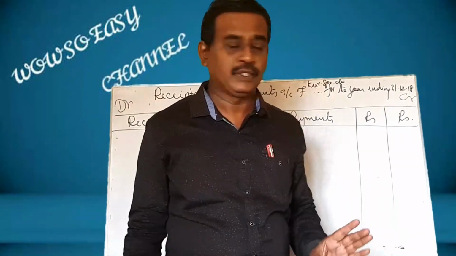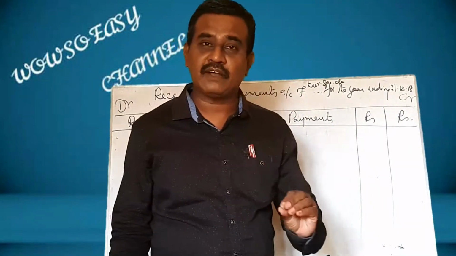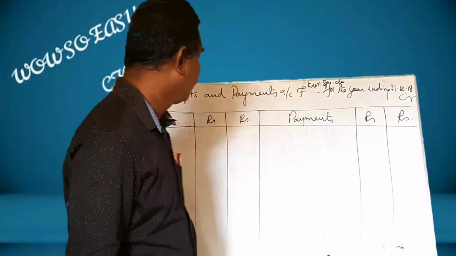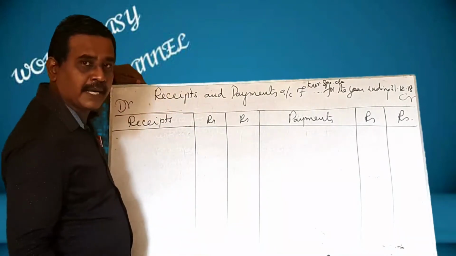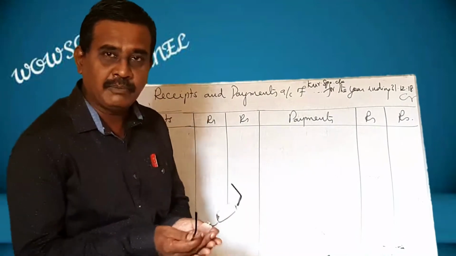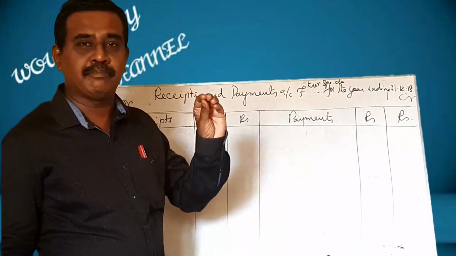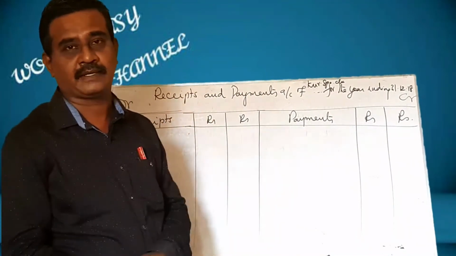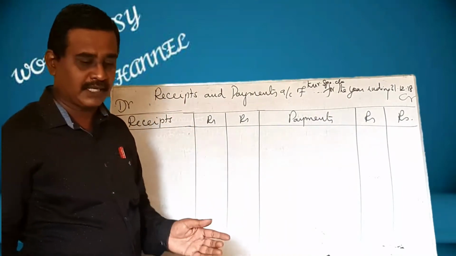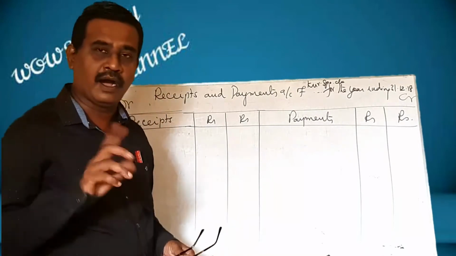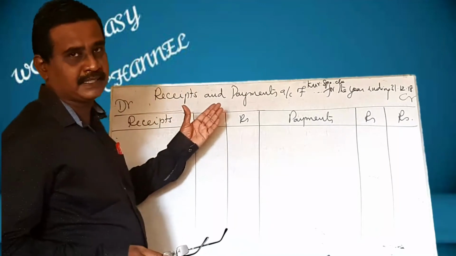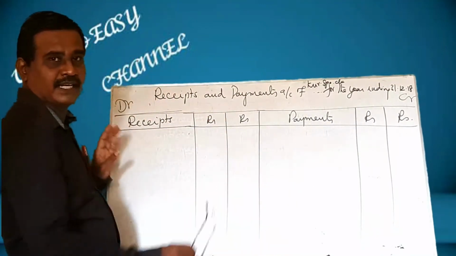Before going to do this, you must know the reason for preparing this receipts and payments account. Listen to me. This account is prepared to find out the cash available in hand or whether any bank overdraft is there. That is why we prepare this account. And this is the format of that account.